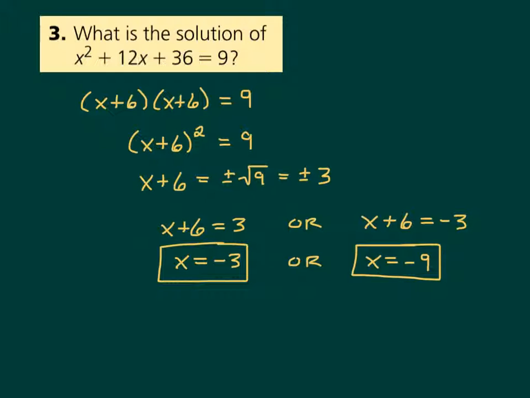To do this, the left side needs to be a perfect square trinomial, and you need to have a leading coefficient of 1. That leading coefficient cannot be anything other than 1. And again, this was an example where we did not have to complete the square because there was already a square there.